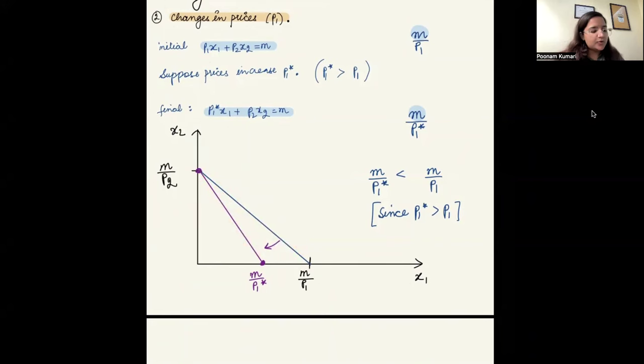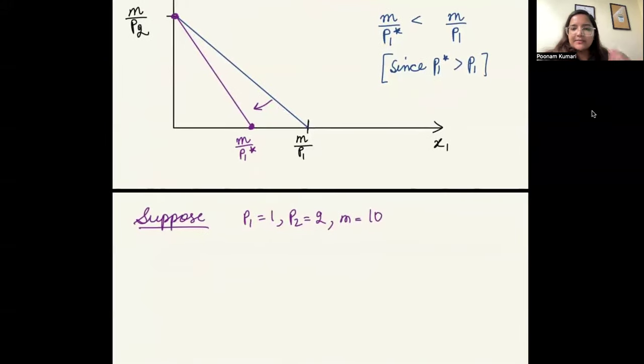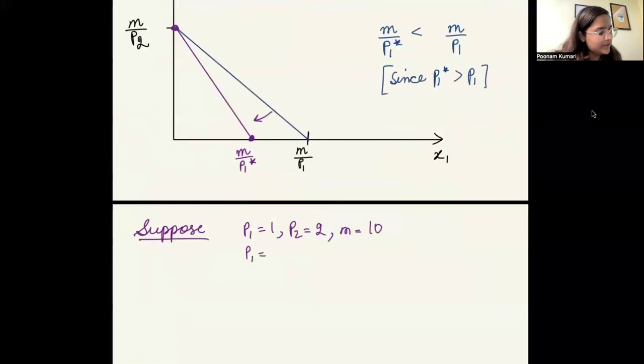So whenever there are changes in prices, we don't know that only one price is changing, it could be that both prices change. Suppose both prices changed in the same proportion, then what will happen? Suppose I give you one example. Suppose the initial situation is that P1 is equal to 1, P2 is equal to 2, and income is equal to 10. Now we are saying prices have changed. So P1 is equal to 2 and P2 has become 4, and income is exactly the same. Now what happens?